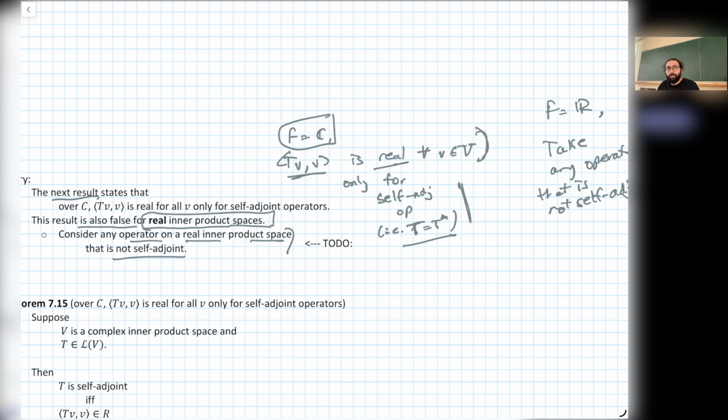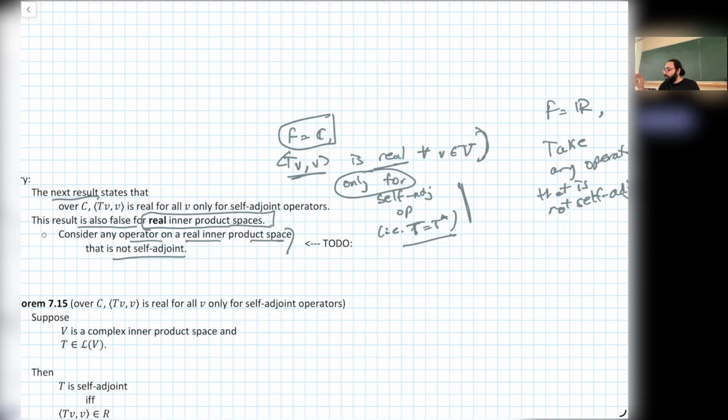Is it making sense? You have to be careful with this. What this means is that if you check the property that TVV is real, the only operators for which this property can be true when you're in the complex field is if the operator satisfies T equals T star. Is the statement clear?